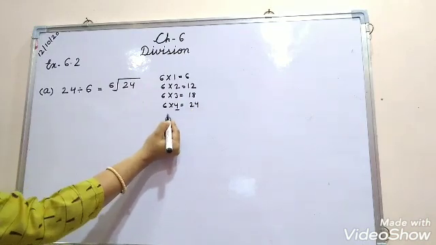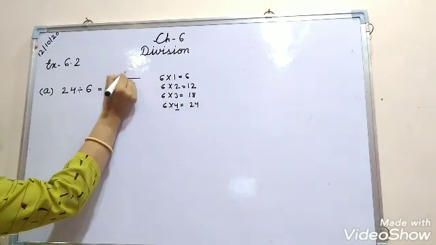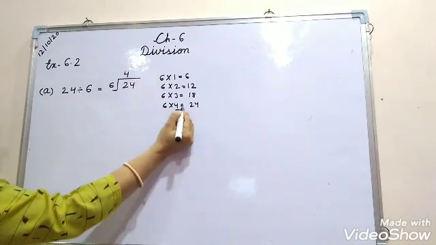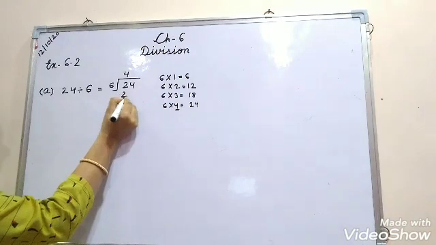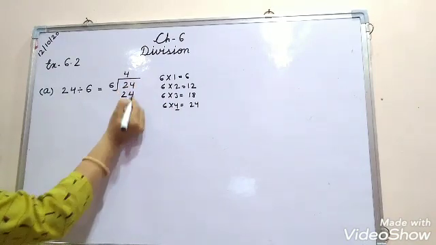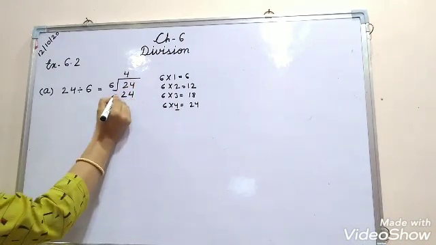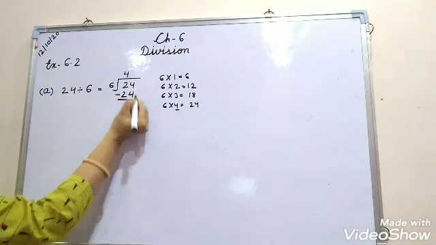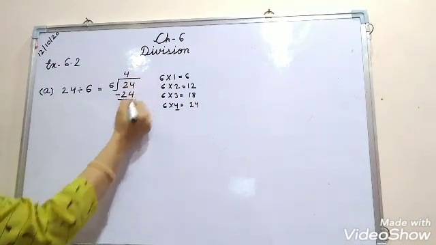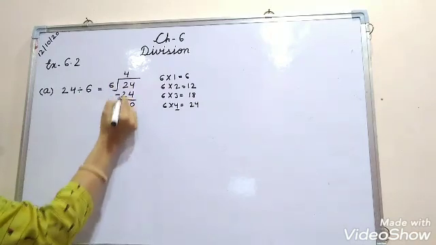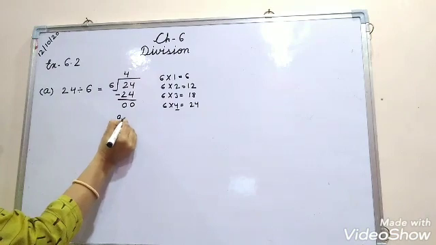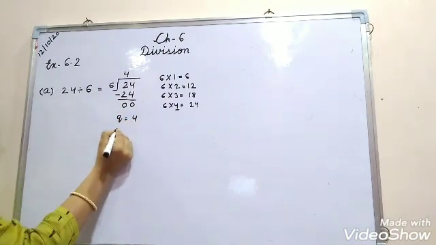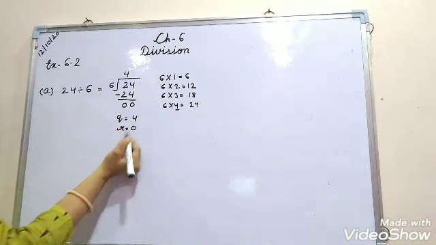Here you can see in how many times 24 is coming? In 4 times. So you will write 4 at top, and what is the product of 6 and 4? 24. So you will write this 24 below this one. And after writing you will do subtraction. So start subtraction from ones place. 4 minus 4, 0. 2 minus 2, 0. So what is the quotient here? Quotient is 4 and remainder is 0.